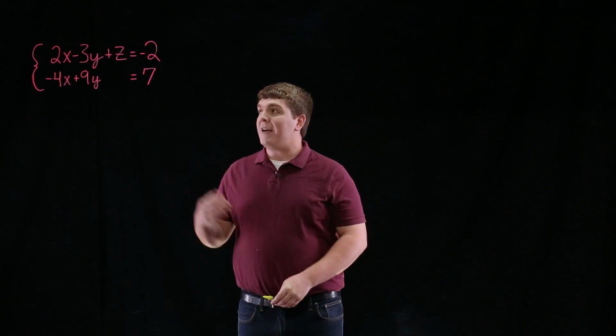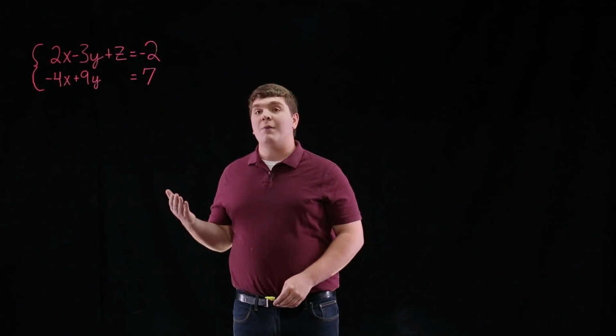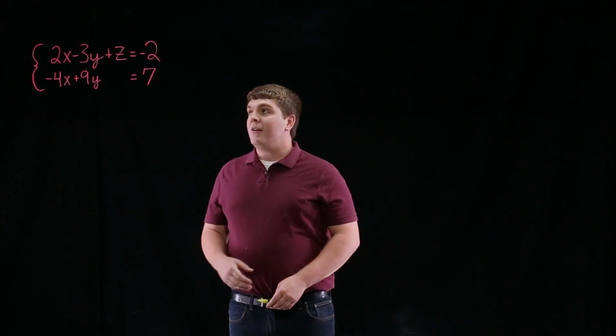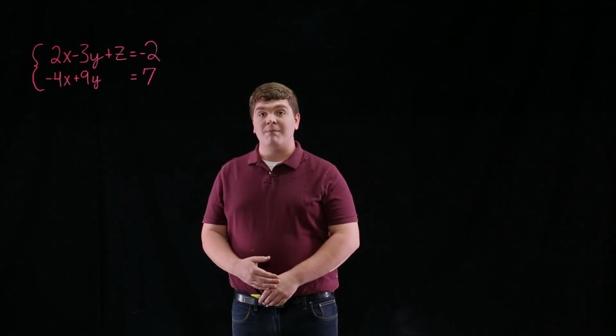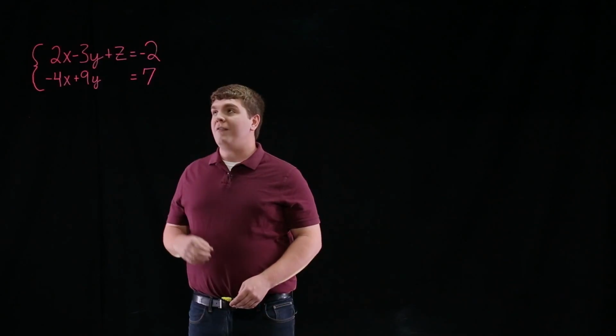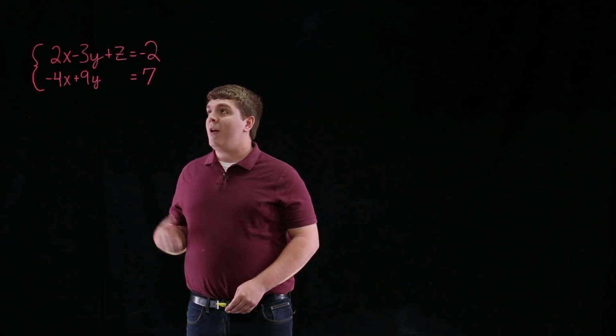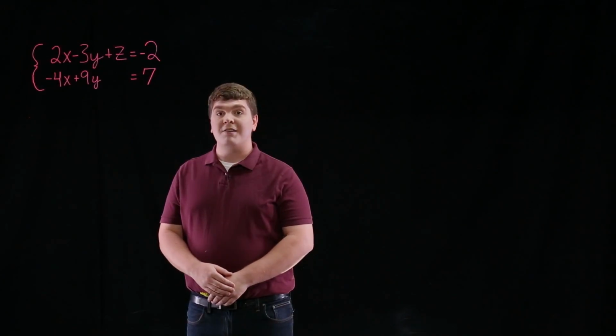For this problem, we're asked to solve this system of equations. Let's begin by noting that there's two equations and three variables, so our system cannot have a unique solution. This means that our system will either have no solution or infinitely many solutions. So to determine how many solutions our system has, let's begin by putting the system in echelon form.